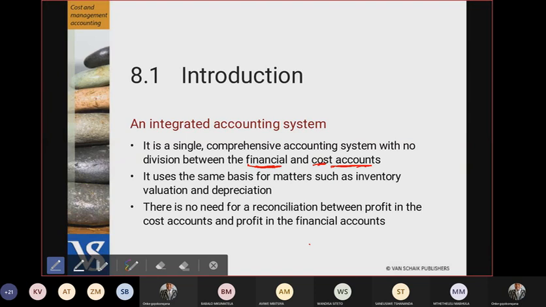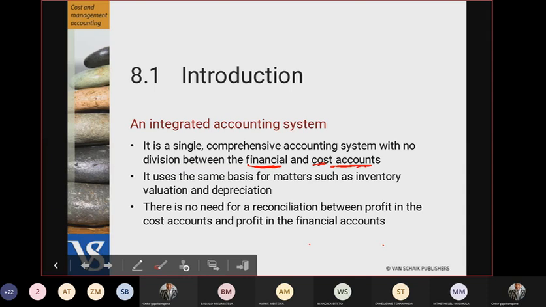So if we are saying that we are using a perpetual inventory system to value our inventory, then we cannot say that in the cost accounts it was a different value, because all this information is done in the same place. Then there is no need for a reconciliation between profit in the cost account and profit in the financial account. So that's what we're talking about. In other words, the integrated accounting system is your normal accounts as you do in financial accounting. So there is no change.